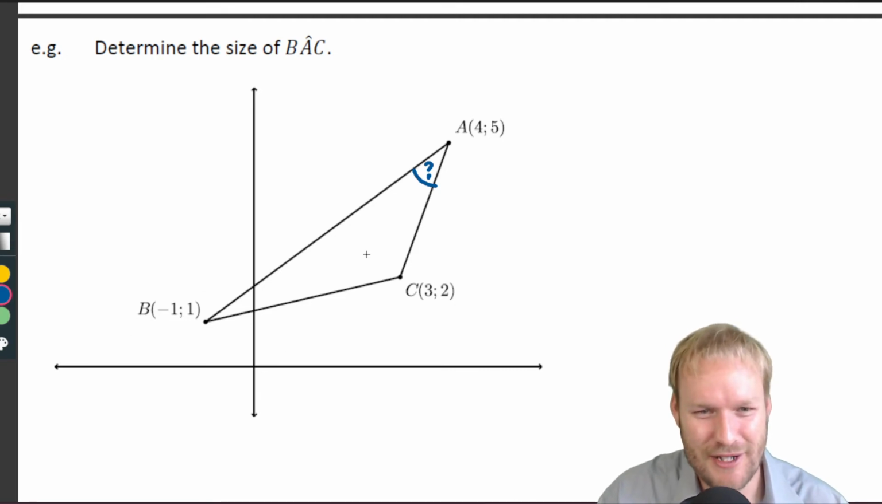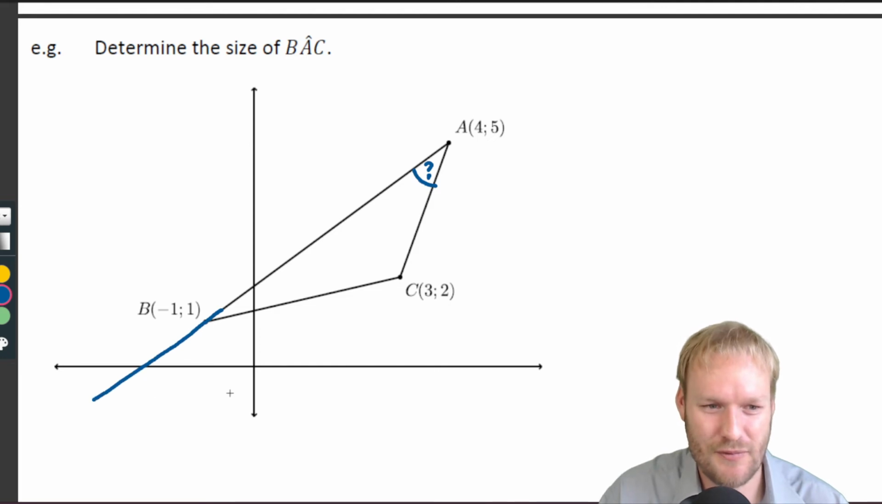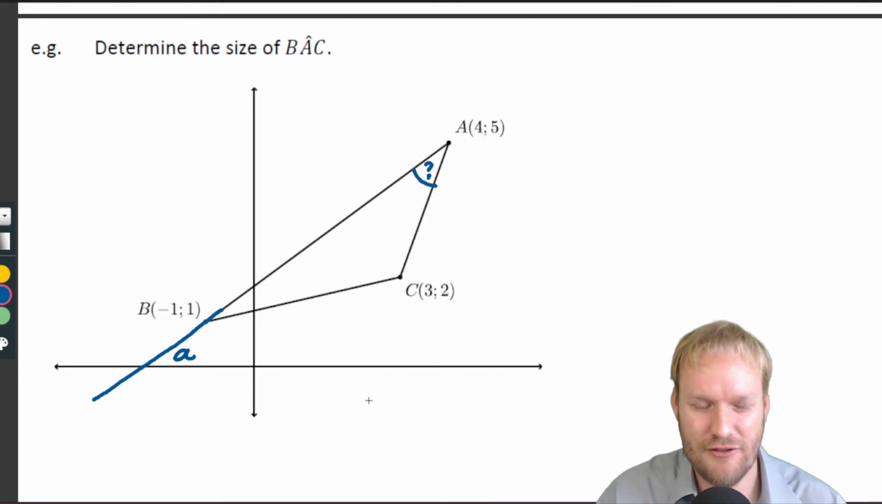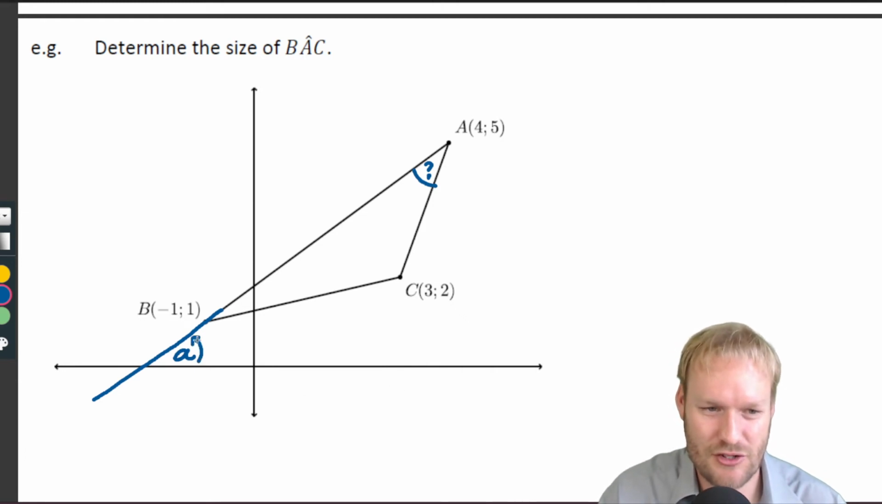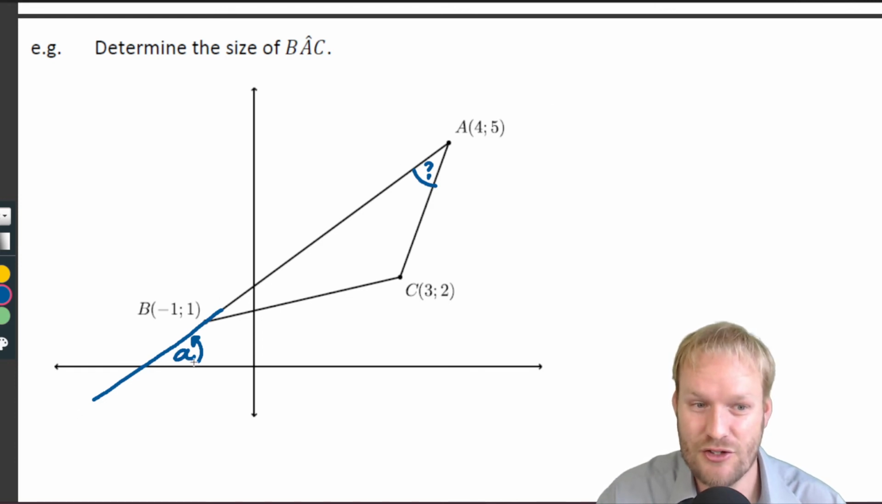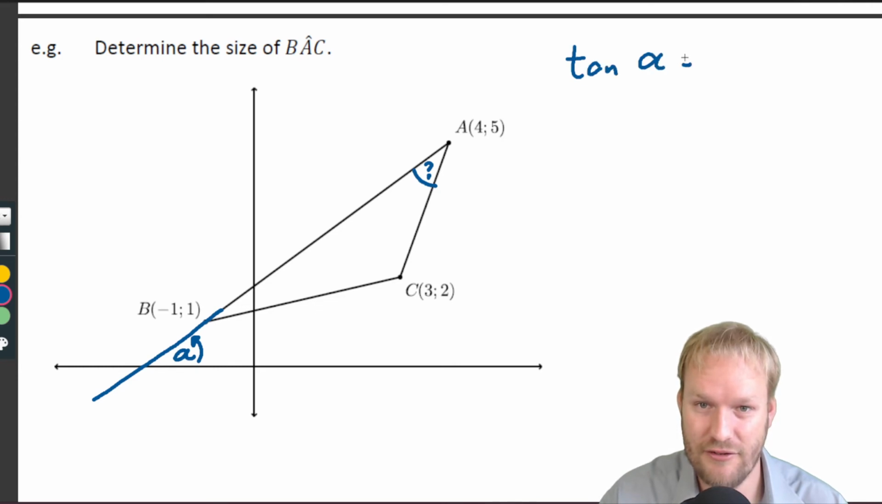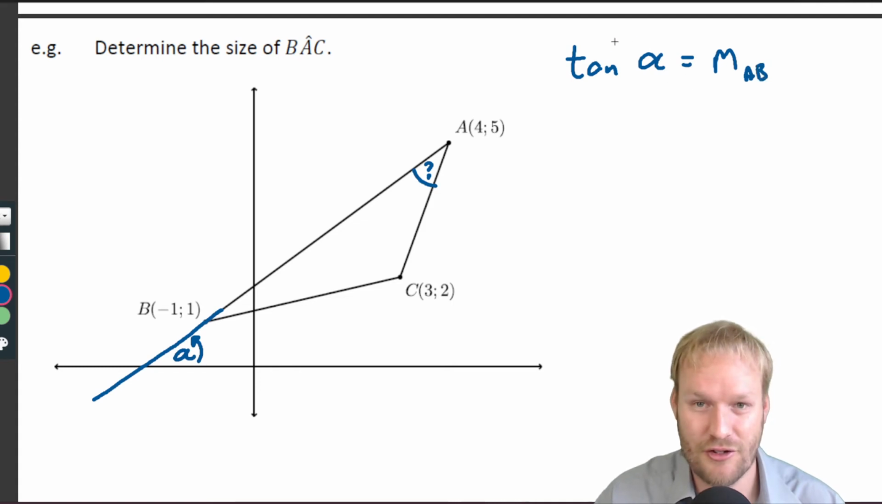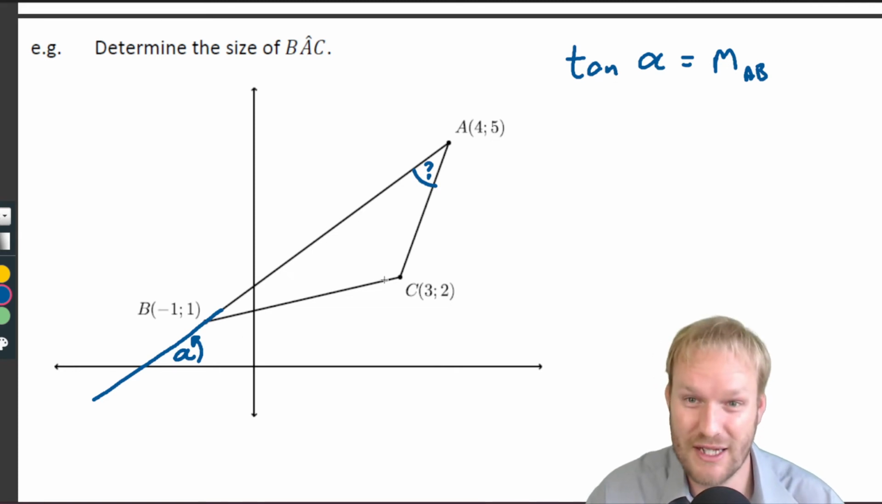Okay, so what my strategy is going to be for this is I'm going to extend this line out here so that I can work out this value alpha. I'm going to call it alpha because that's just the angle of inclination, right? I can work out this gradient AB, so I can work out alpha because tan of alpha is just the gradient of AB. So remember, tan angle of inclination equals gradient. I'm just calling this one alpha, could have called it theta.